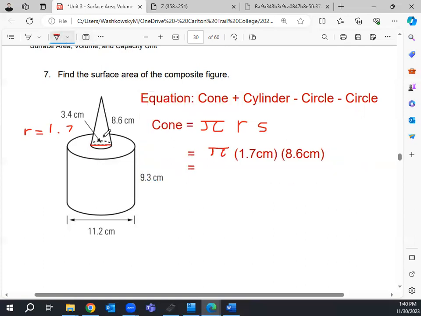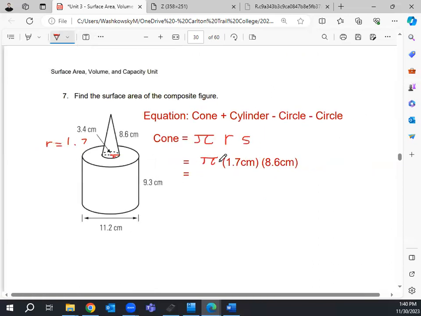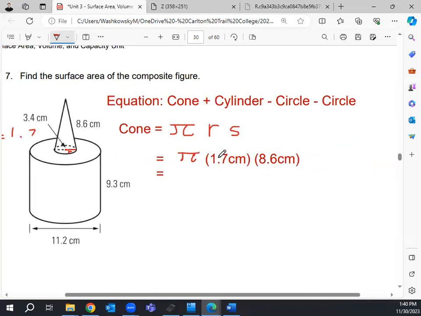That's exactly what I did because 3.4 is the diameter of the whole thing, but I only need half of it. So that's why I cut it in half, right? Because this is a radius now. So that's why, there we go. So yeah, that's a good question. So pay particular note to that 1.7.